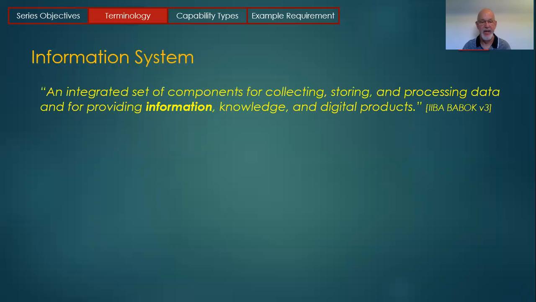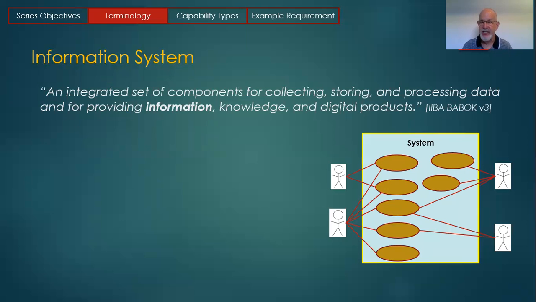Let's look at what we mean by an information system. Again, I went back to the BABOK glossary: an integrated set of components collecting, storing, and processing data and providing information, knowledge, and here's our friend, digital products. So I like to think of an information system visually. Here's a use case context diagram. So the system, a set of components, these things inside the boundary are what the system is capable of doing: storing, processing data, providing information. So this particular system would support these types of actors in the UML use case terminology.